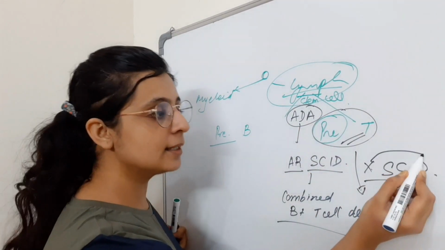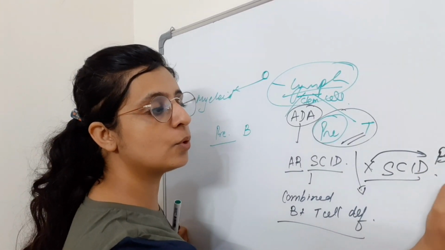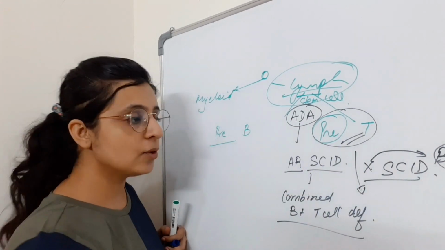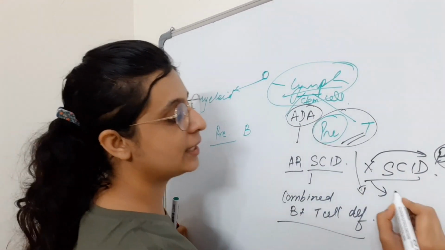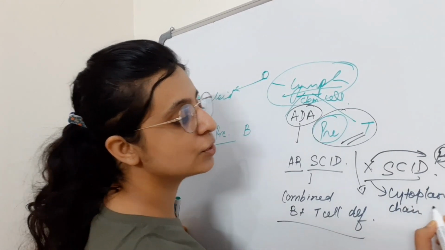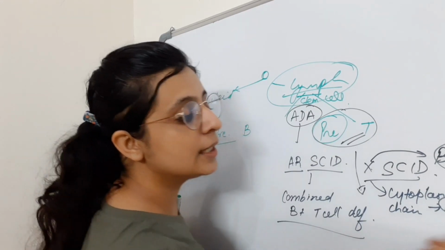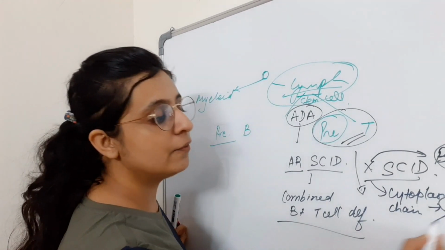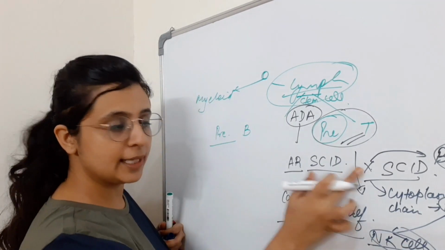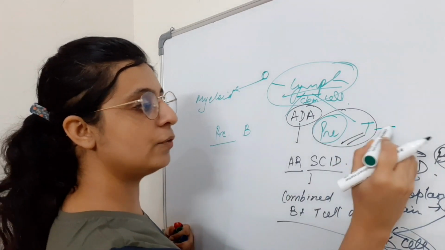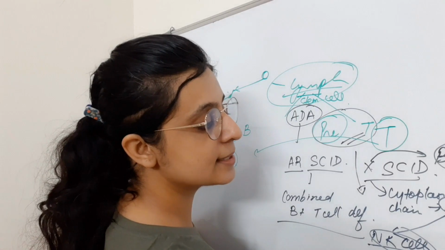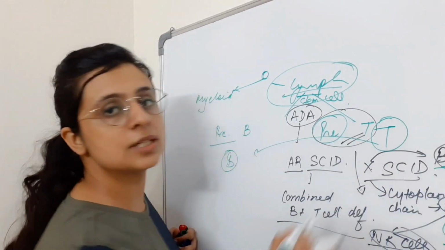Because this is X-linked, can you remember it occurs mostly in boys? Another thing you have to remember is there is also a defect in the cytoplasmic chain, which is required for formation of interleukin 15. Defect in this interleukin 15 will in turn lead to defect in the NK cells. So in X-linked SCID, there is a defect at the level of T cells, also B cells, plus defect in the NK cells, and also it occurs mostly in boys.